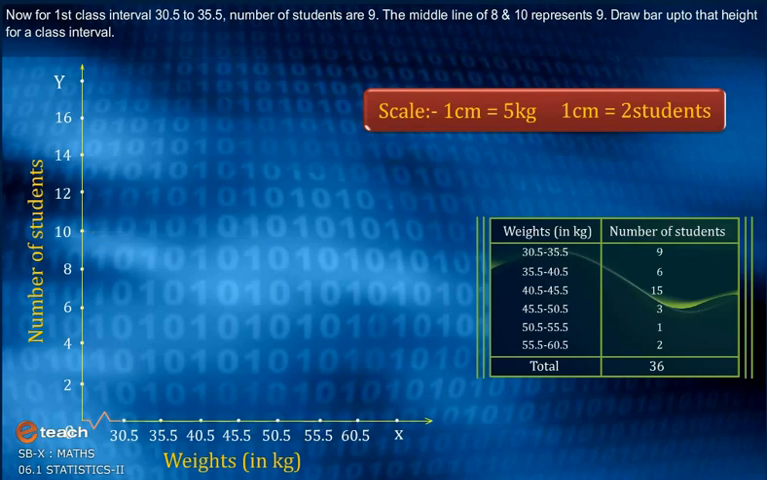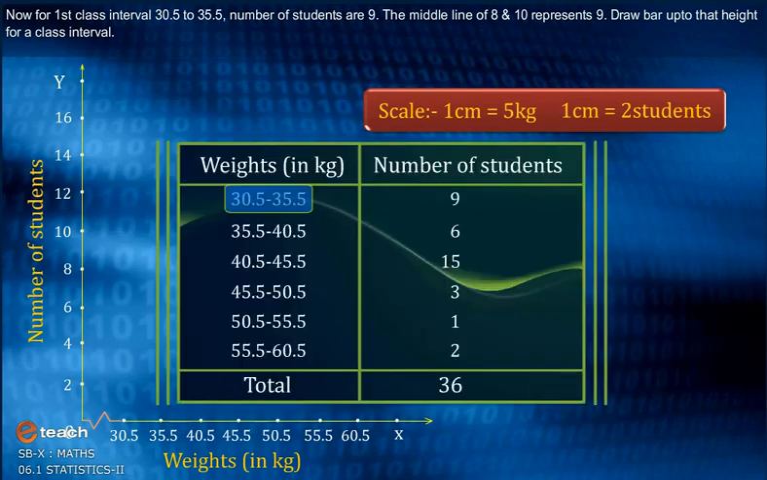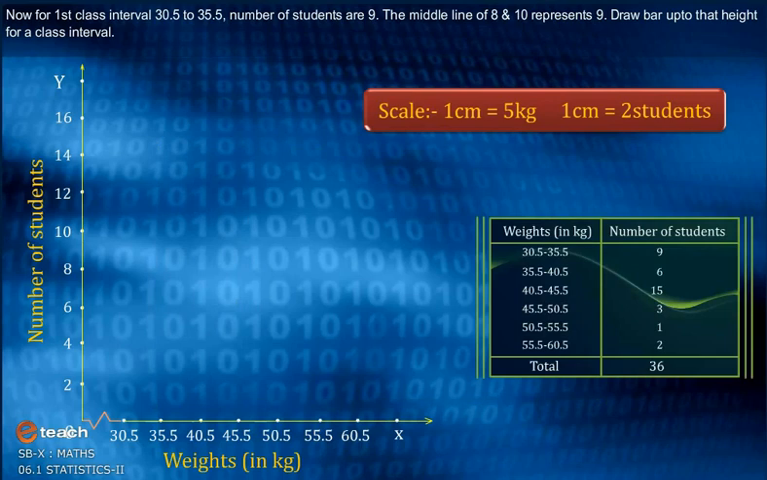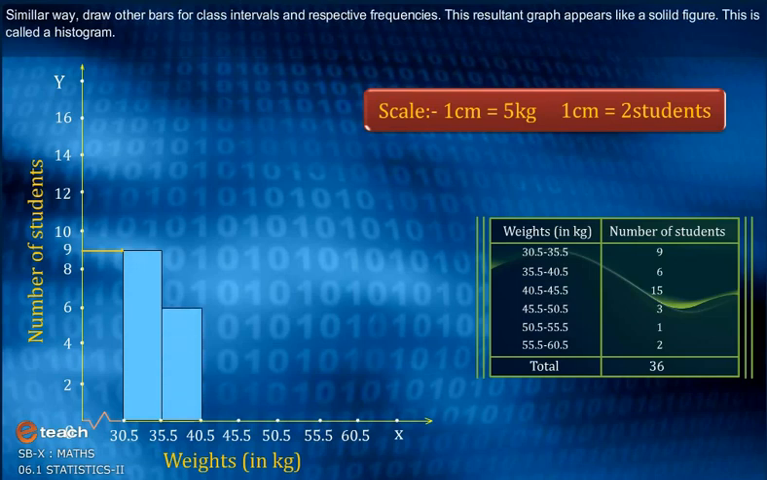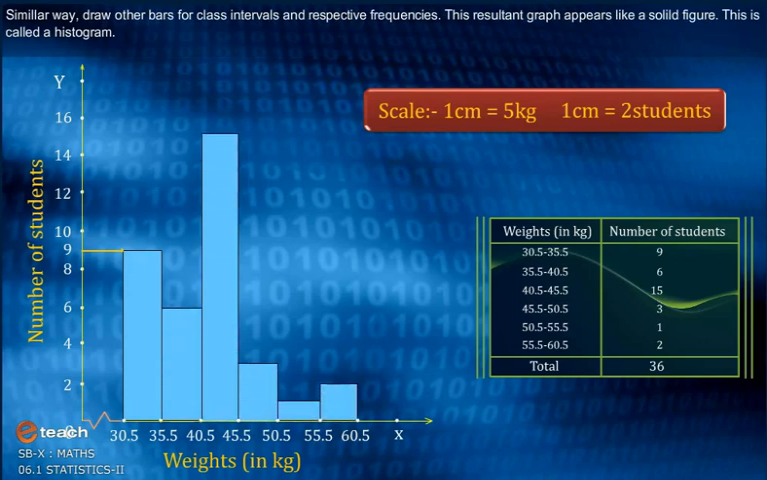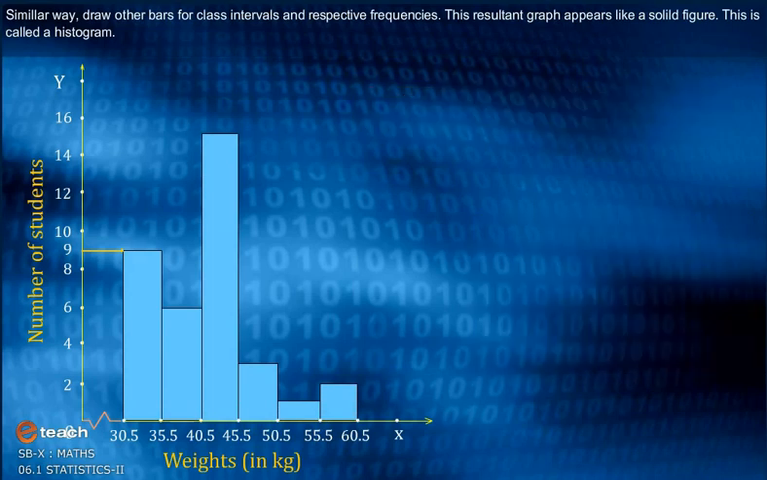Now for the first class interval 30.5 to 35.5, the number of students is 9. The middle line between 8 and 10 represents 9. Draw a bar up to that height for the class interval. In a similar way, draw other bars for class intervals and respective frequencies. The resultant graph appears like a solid figure, which is called a histogram.